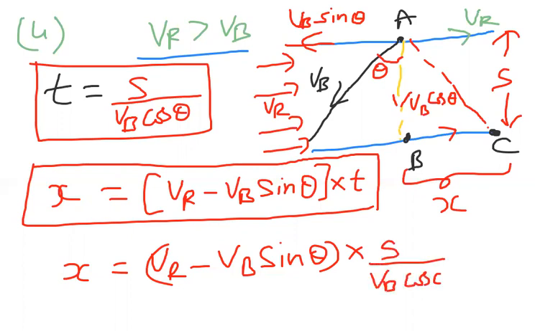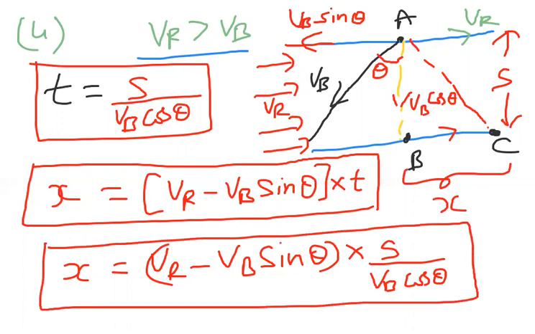So here, what we observe is X is equal to VR minus VB sin theta into S by VB cos theta. This X is called the drift distance. This time is the time taken to shift from B to C. So time is S by VB cos theta, and X is VR minus VB sin theta into S by VB cos theta. These are the situations for riverboat concepts.